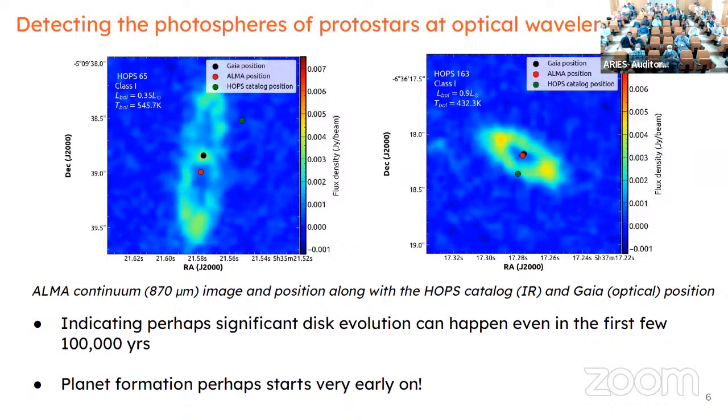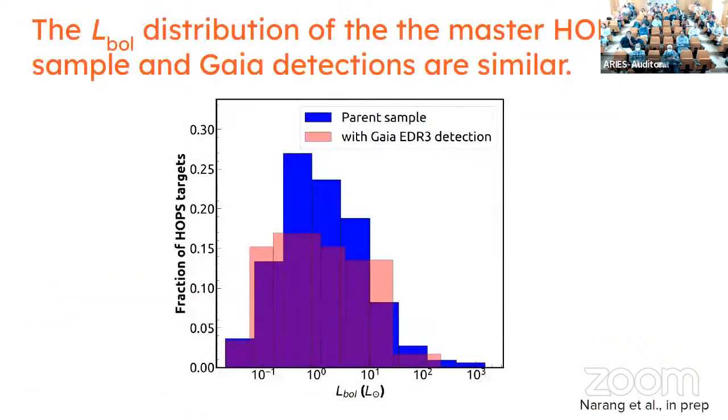So with this, let's see why we detected these protostars at optical wavelengths and how these protostars are different from the parent sample. First, let's compare the bolometric luminosity, that is the entire luminosity of the protostars, between the master HOPS sample, which is shown in blue, and the Gaia EDR3 detected sample, which is shown as peach. We find that the HOPS master sample and the Gaia detected protostars have similar bolometric luminosity.